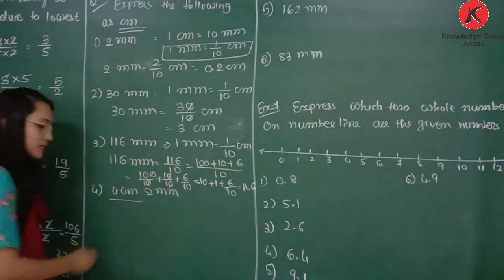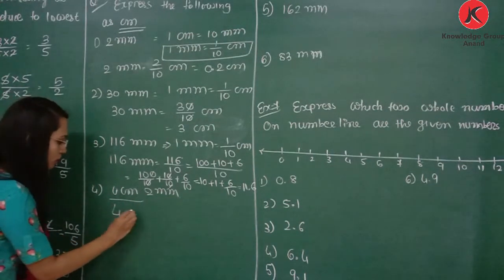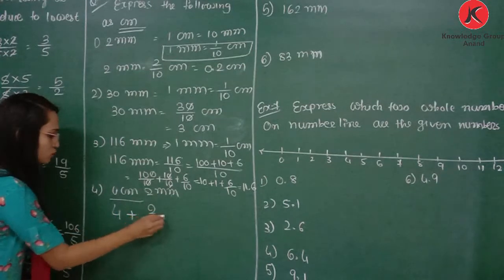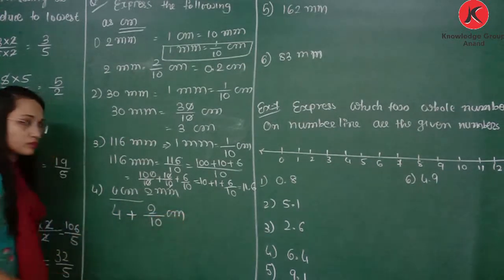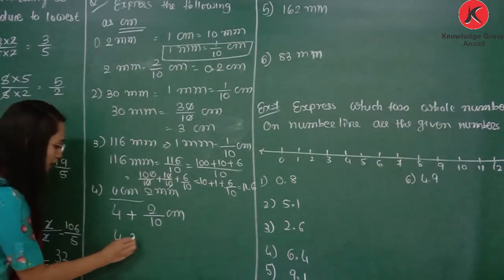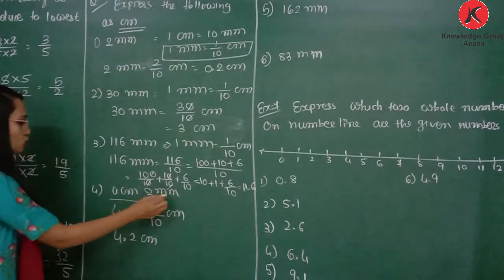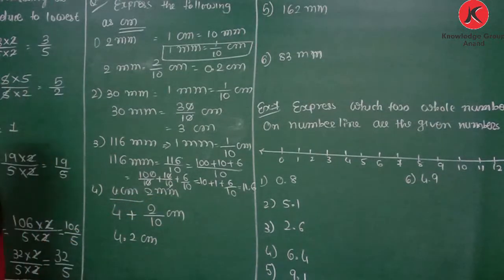Now for next one, 4 centimeter 2 mm. So this is already in a centimeter. So we can write 4 plus 2 mm is equal to 2 by 10 centimeter. So that is 4.2 centimeter. 4 centimeter 2 mm is 4.2 centimeter.